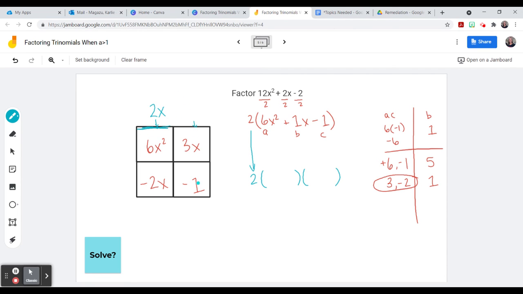Here, we don't have an x in common. It's a -1. So the only common factor would be 1. Again, since this positive is here, it would be positive.